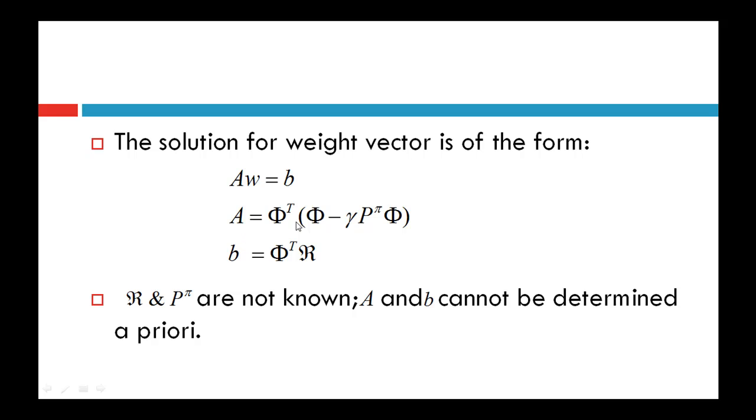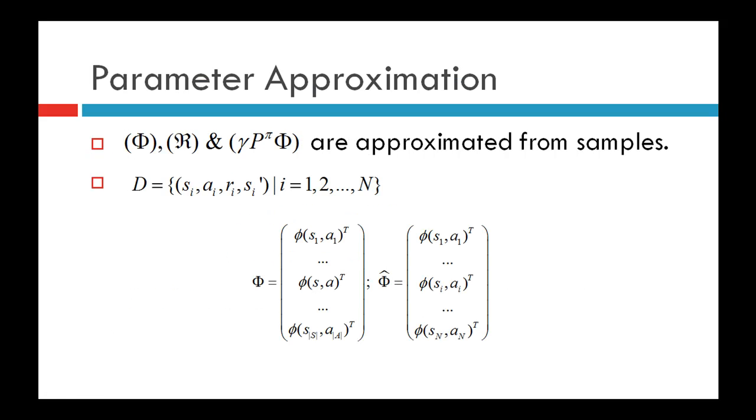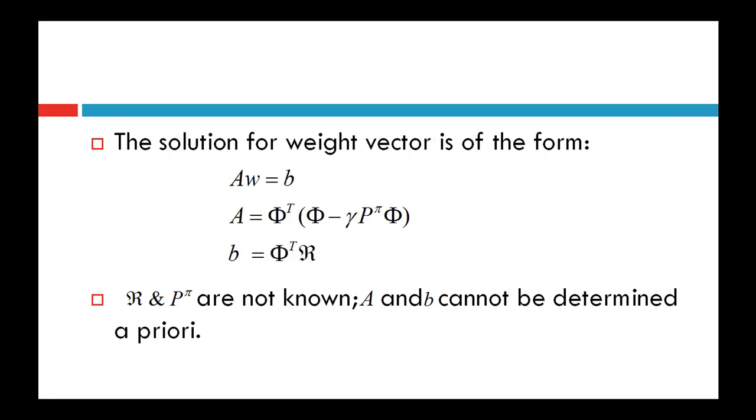So it can be represented as solving a linear equation, that is A times W is equal to B, where A is given by phi transpose times (phi minus gamma times P pi times phi), and B is given as phi transpose times R. As we know, in the real problem, this reward vector R and the transition matrix P pi are not known, and therefore the A matrix and B vector cannot be computed a priori. So we need some approximation method to approximate this matrix A and the vector B.